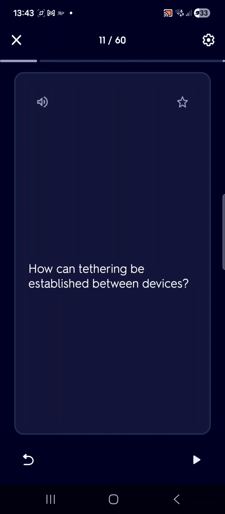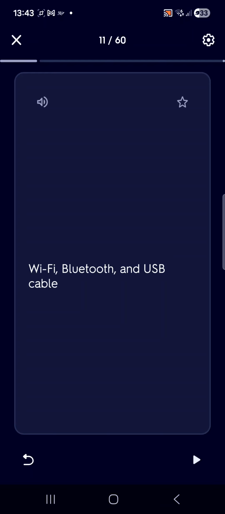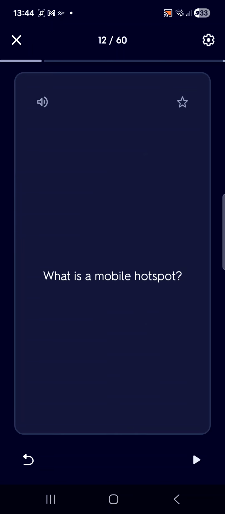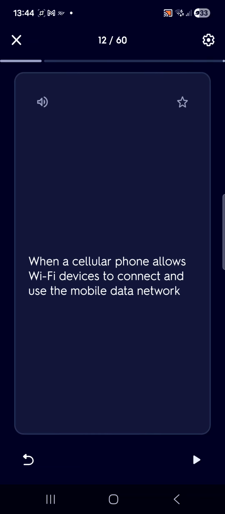How can tethering be established between devices? Wi-Fi, Bluetooth, USB cable. That's how tethering can be established between devices. What is a mobile hotspot? When a cellular phone allows Wi-Fi devices to connect and use the mobile data for network or internet.